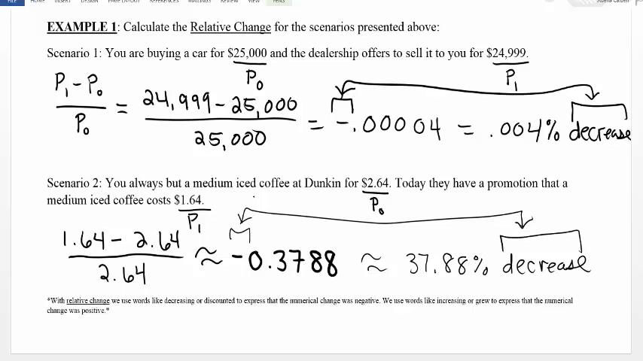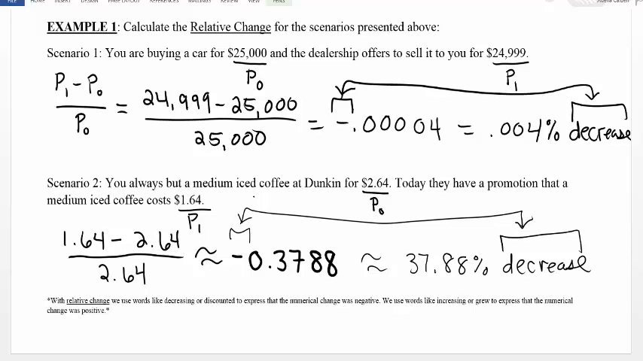So here you can see there's a very large difference in the discount we're getting in scenario 1 and scenario 2. In scenario 2, the discount is much larger, 37% approximately, compared to your 0.004%, which feels like nothing.